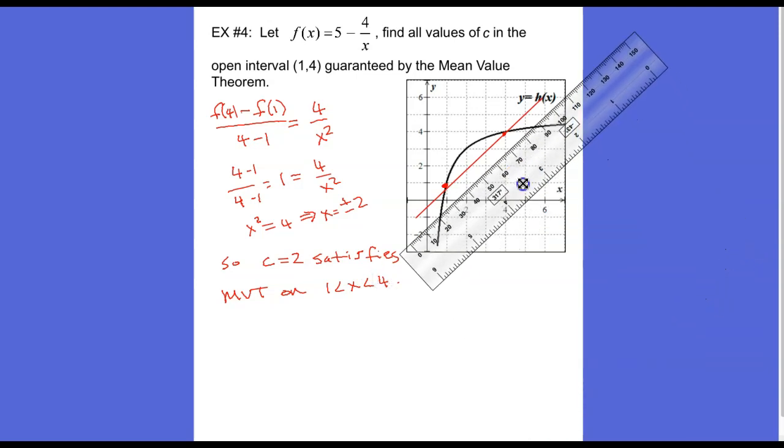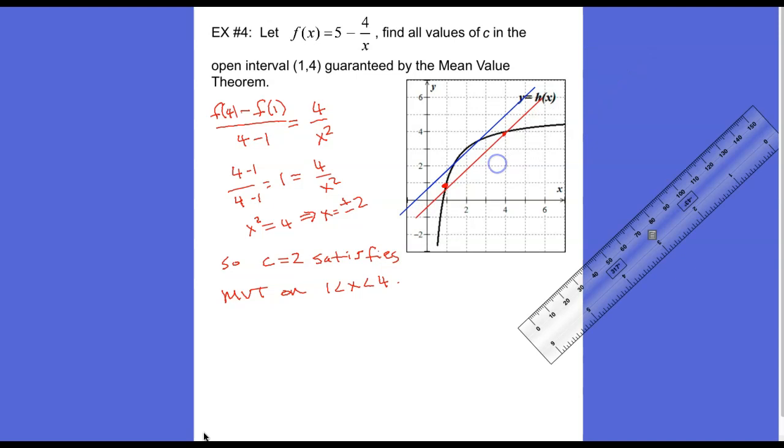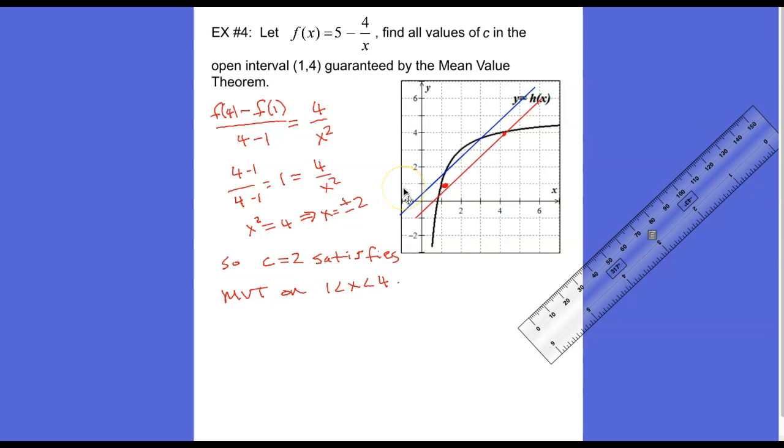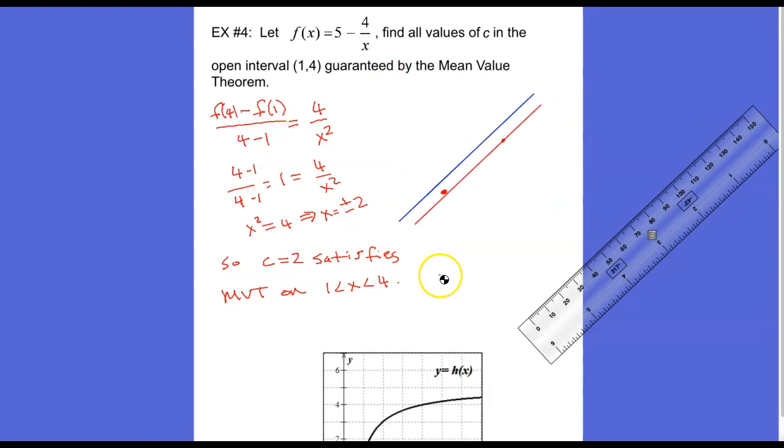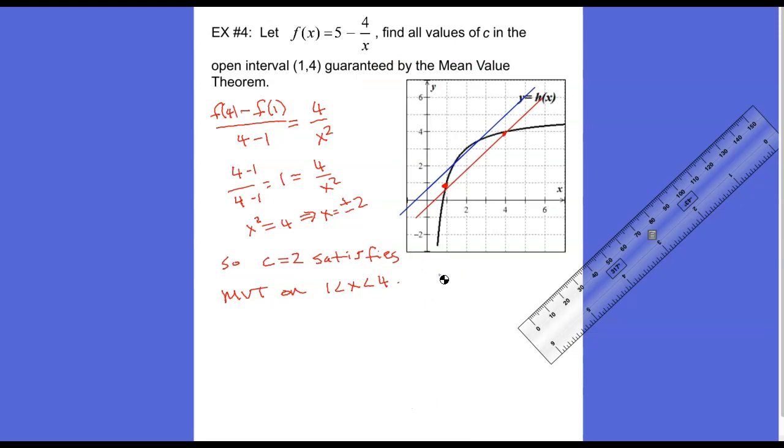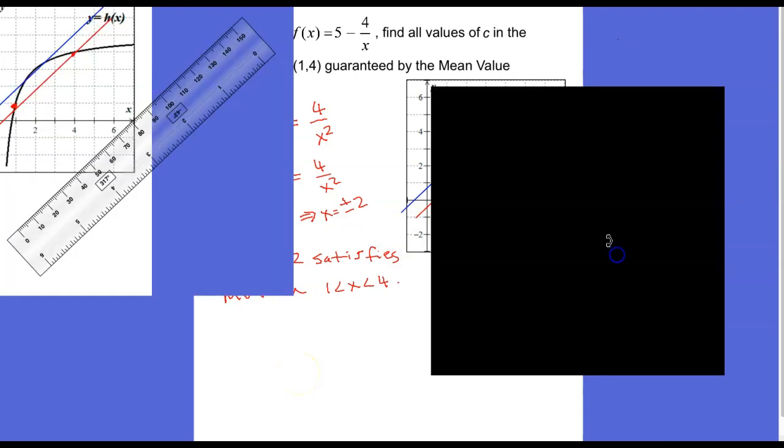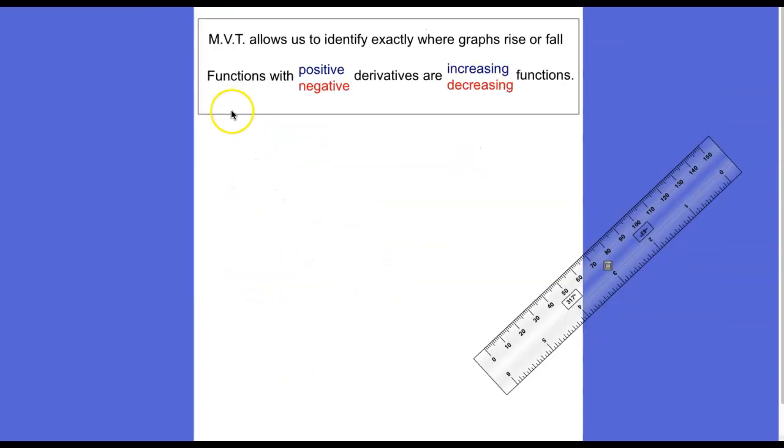And in fact, if we go to the x value of 2, alright, so there's our tangent line at x equals 2. So the mean value theorem allows us to identify exactly where graphs rise or fall. Functions with positive derivatives are increasing functions. Functions with negative derivatives are decreasing functions. Let's look at example 5.